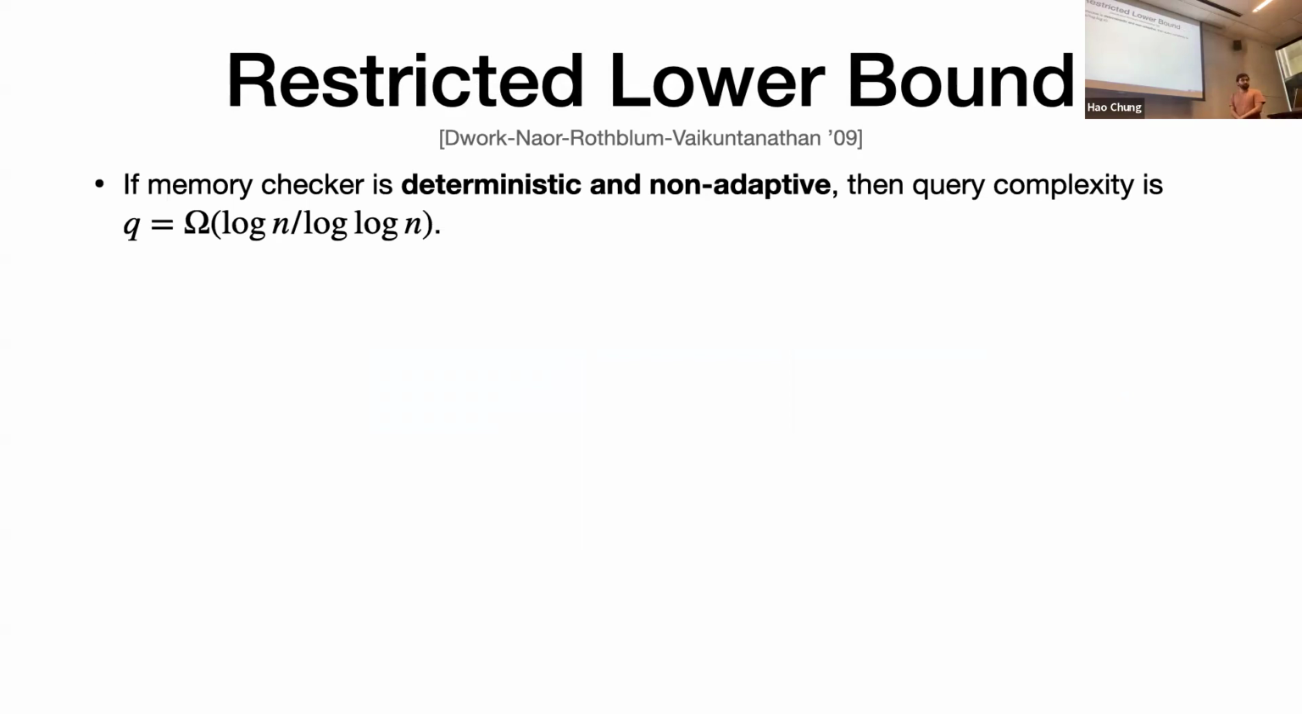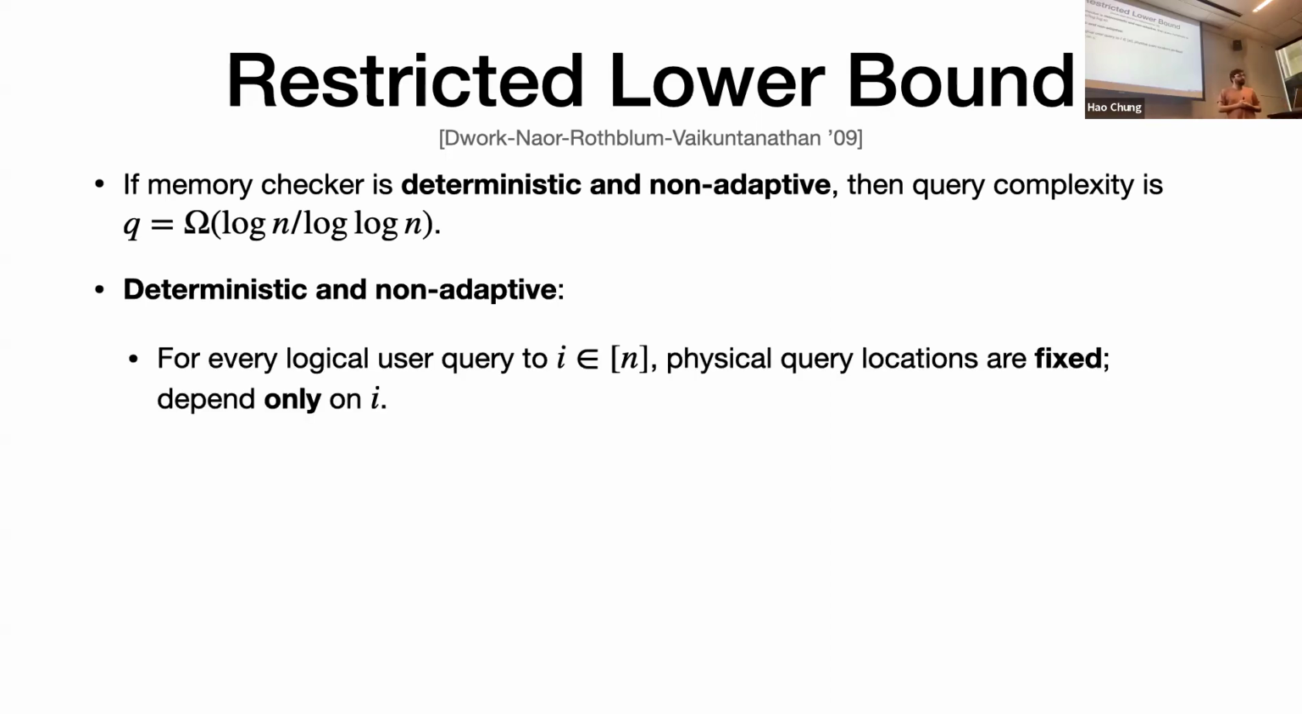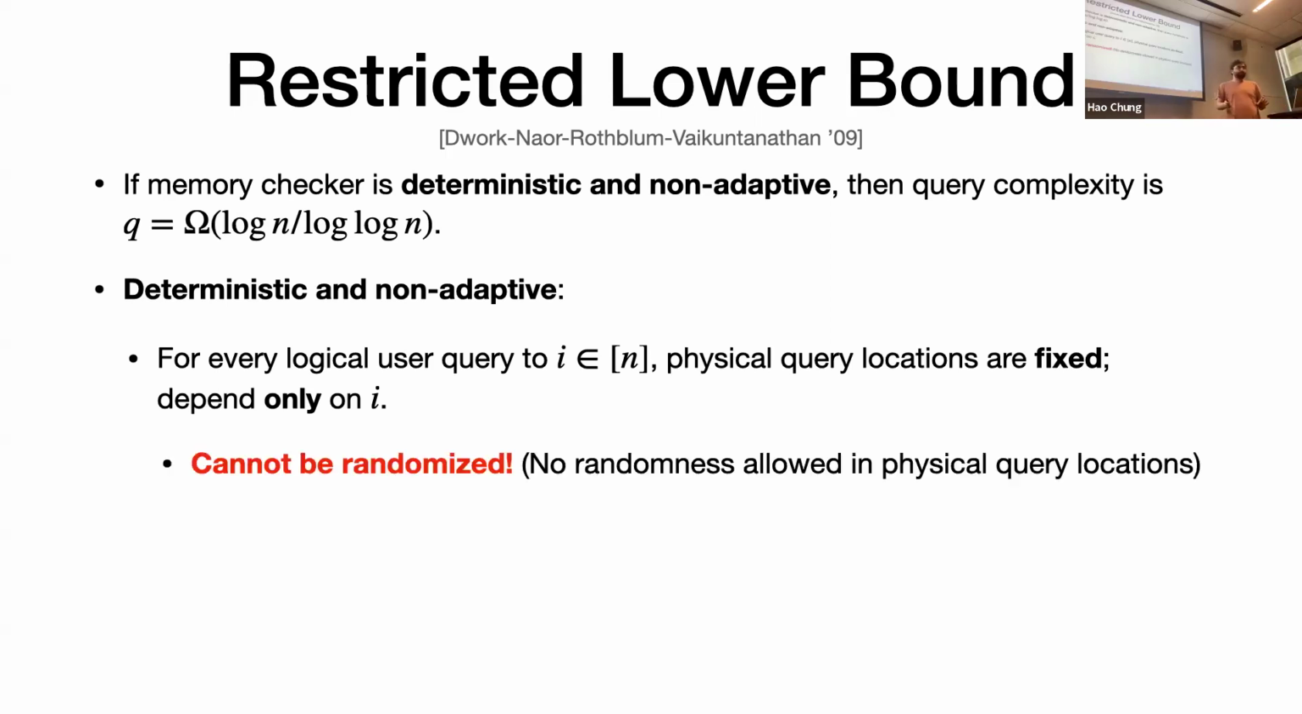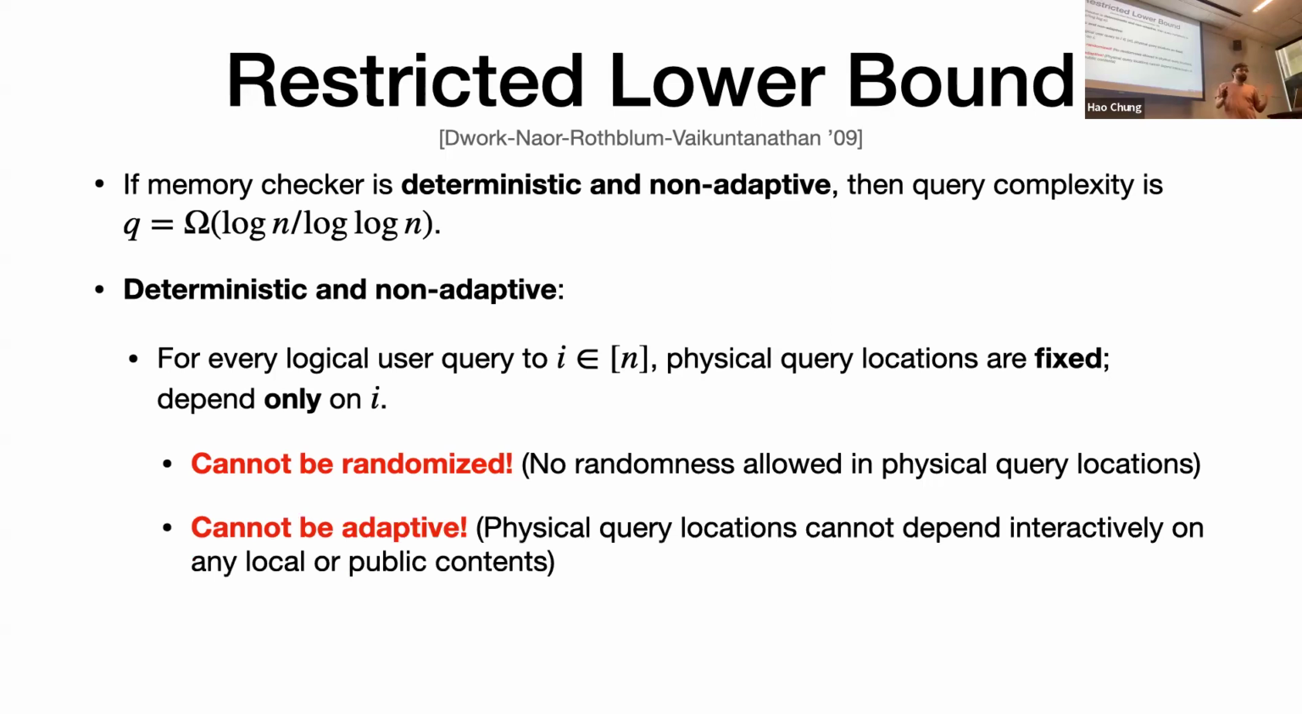Dwork, Naor, Rothblum, and Vaikuntanathan showed a restricted lower bound for this. They showed that if the memory checker is deterministic and non-adaptive, then the query complexity has to be at least log n over log log n, showing that the previous construction I mentioned is tight. But what does this deterministic and non-adaptive constraint mean? It says that any time you do a user query to some logical index i, the physical locations you look at on the server are totally fixed as a function of i. So in particular, there's no randomness, you can't look up any random locations in your physical queries, and you can't be adaptive in any sense. Based on the contents you looked up, you can't look up a different location. So really it's just some fixed sequence of locations as a function of i.